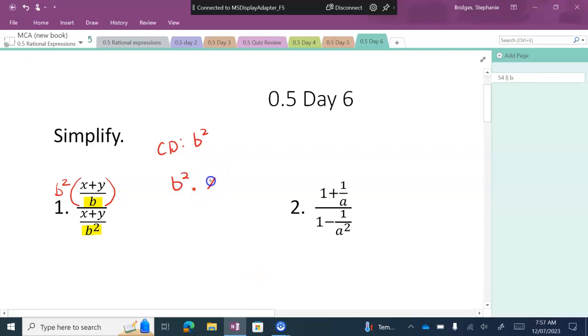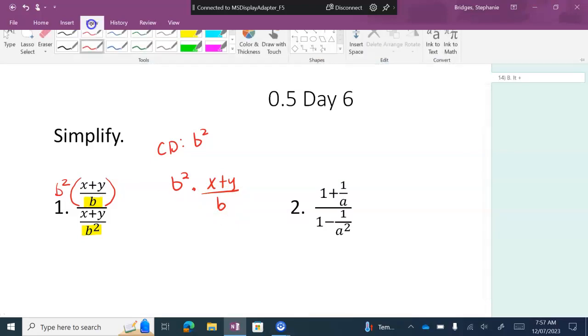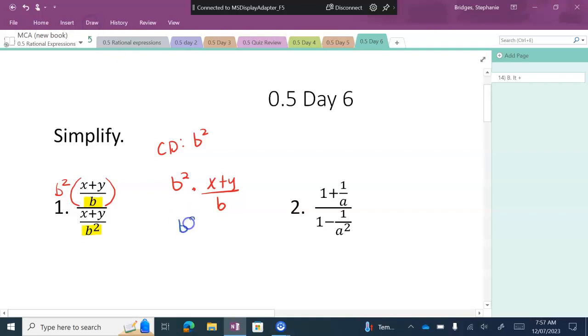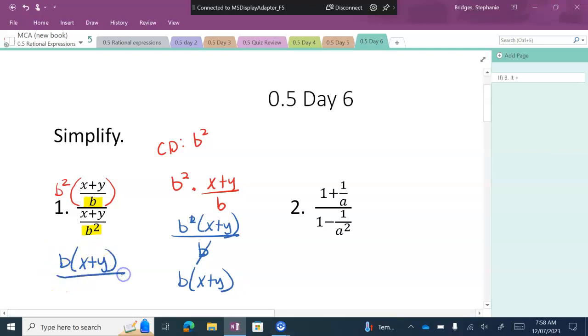If I have b squared times x plus y over b, what does that make that denominator b do? Think about this. It's b squared times x plus y over b. What can I do with those b's? I can make this one disappear and change this squared to a 1. So that leaves me with just b times x plus y at the top. Does that make a little bit of sense? Okay, so I'm going to write that b times x plus y. So now I've gotten rid of that first top fraction.